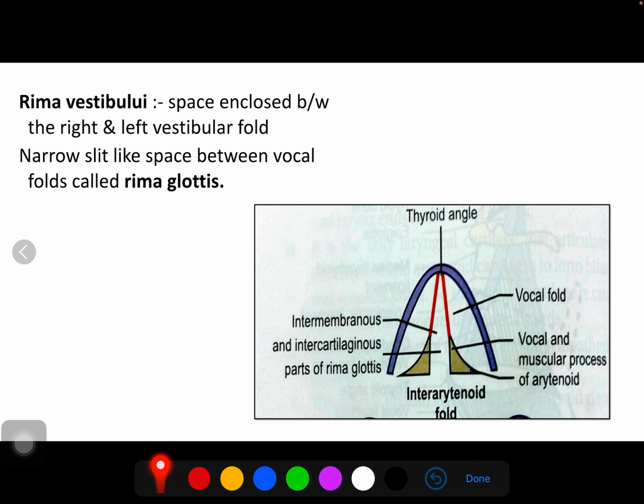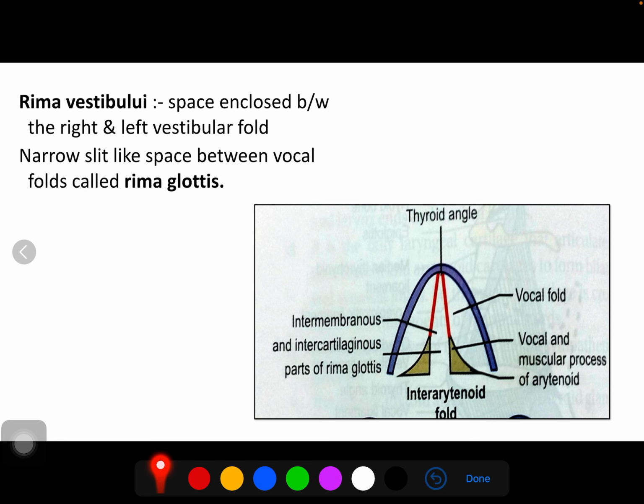A narrow slit-like space that is enclosed by the vocal folds is called the rima glottidis. The rima glottidis is the narrowest part of the laryngeal cavity. Its anteroposterior distance is 24 mm in male and 17 mm in female. The rima glottidis is bounded laterally by the vocal fold, vocal process and base of arytenoid cartilage, anteriorly by the thyroid angle, and posteriorly by the interarytenoid mucosal fold.